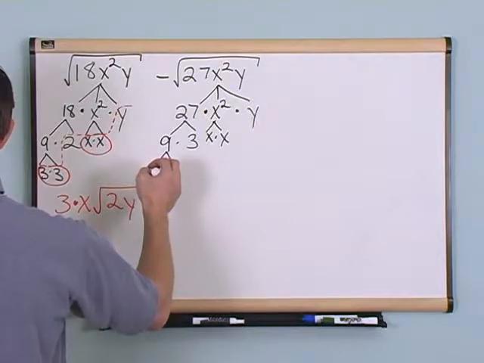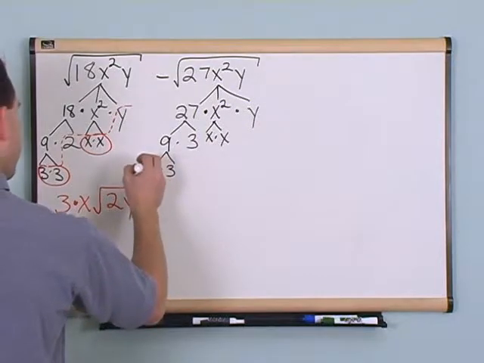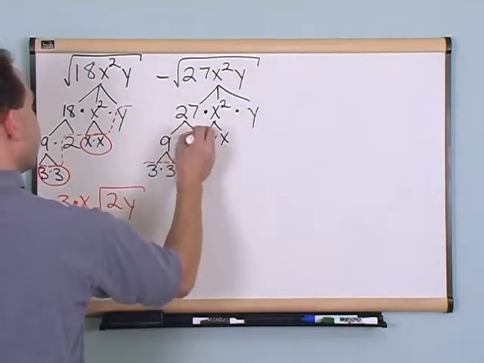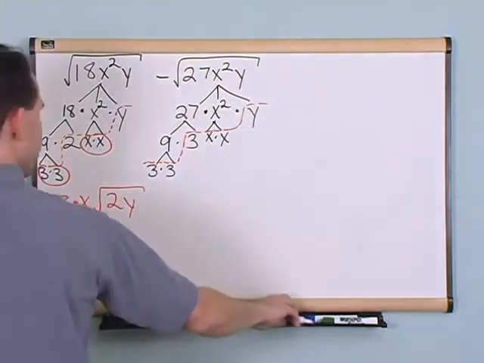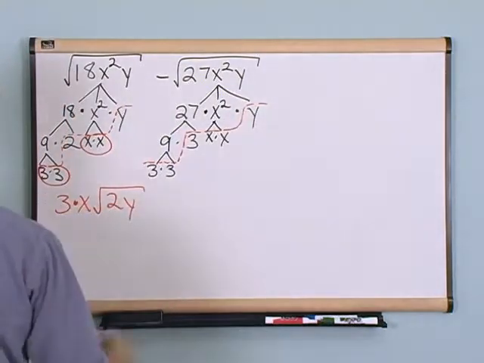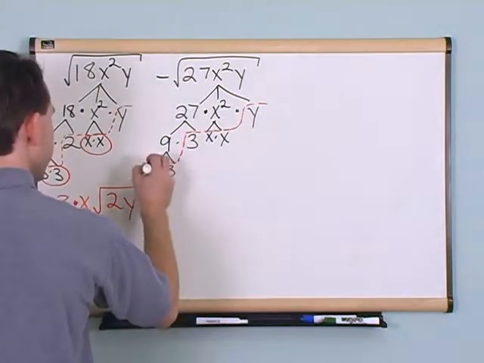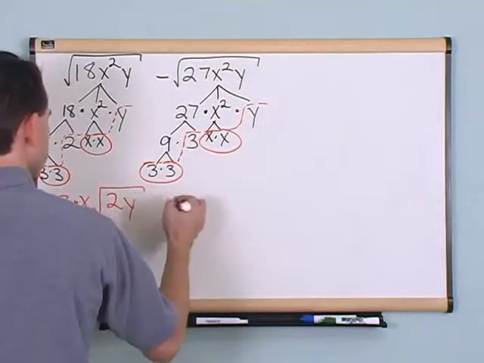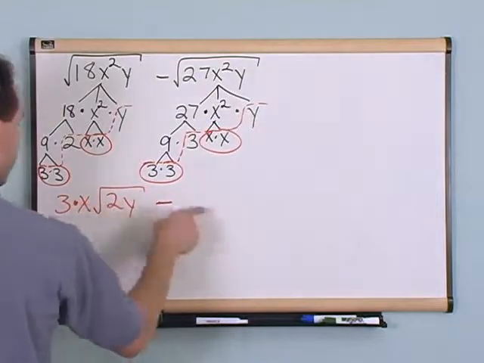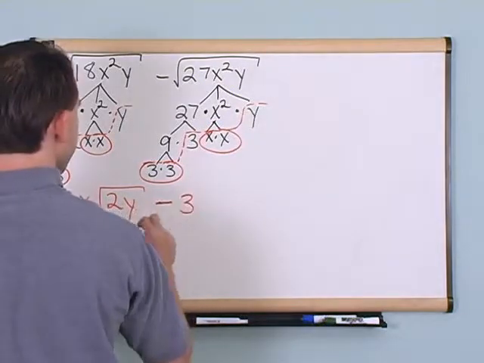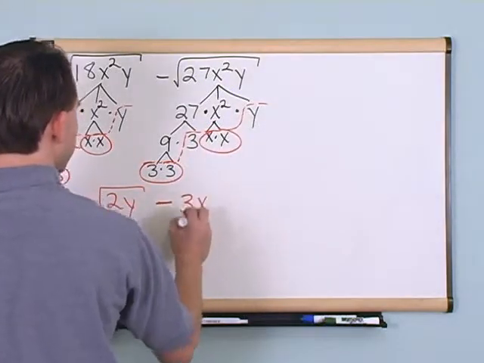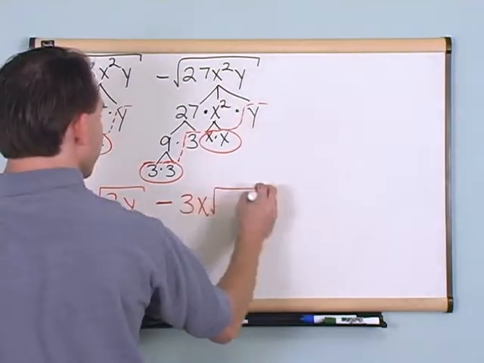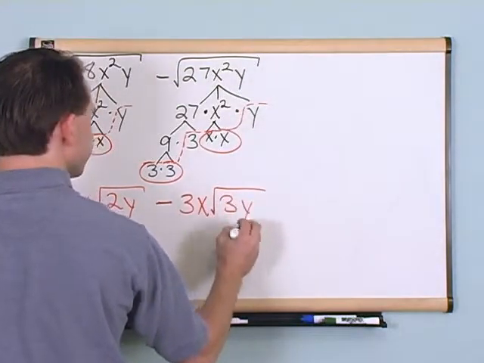So, underneath this is the bottom of the tree, so we're going to look for pairs right there. This is a pair. This is a pair. Okay? So the 3 comes out. And we're subtracting these quantities, so I'm going to put a minus sign. 3 comes out. X comes out. Underneath the radical, I'm left with a 3y.